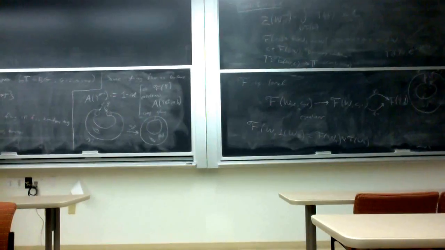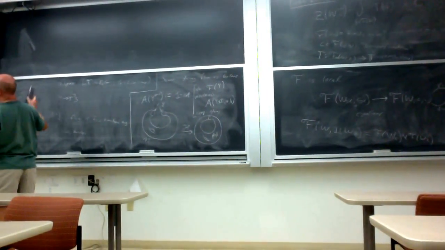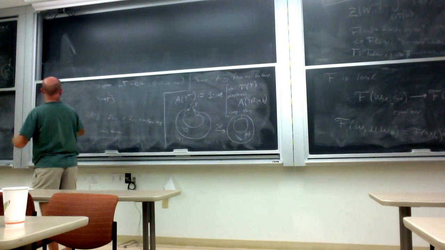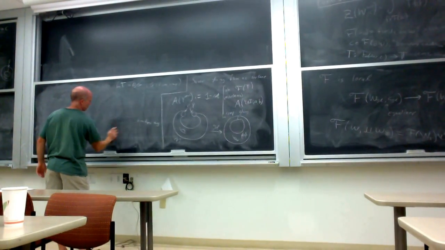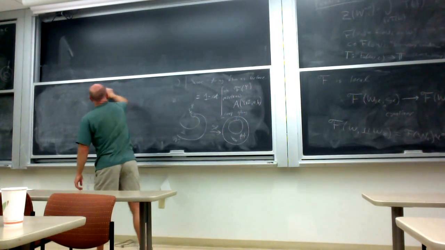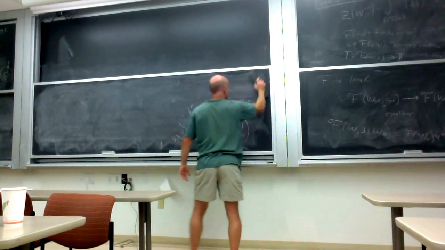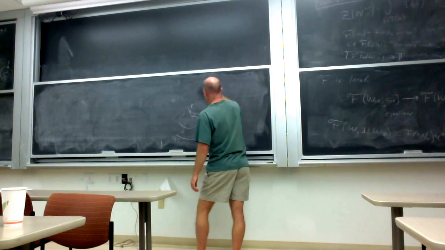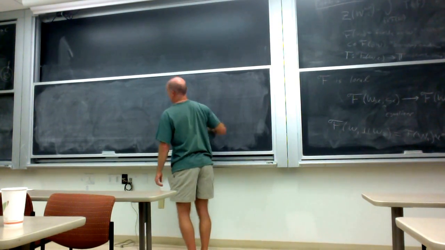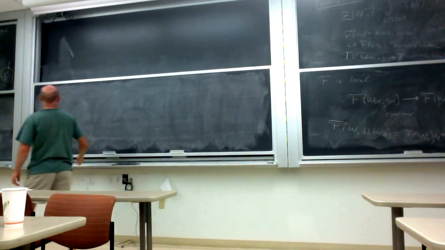Also, so far, I haven't used the fact that this is topological. Everything I'm saying so far would be fine if manifolds had metrics. I'd be giving you a very vague introduction to quantum field theory. Pretty soon, we'll be using the assumption that it only depends on the topological type of things.